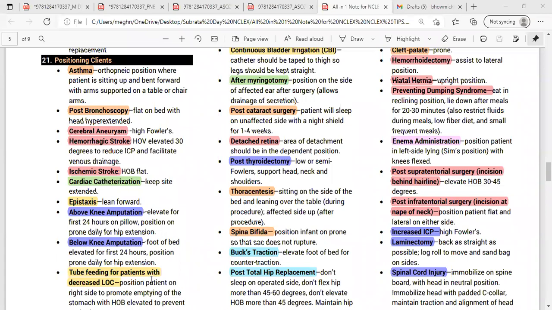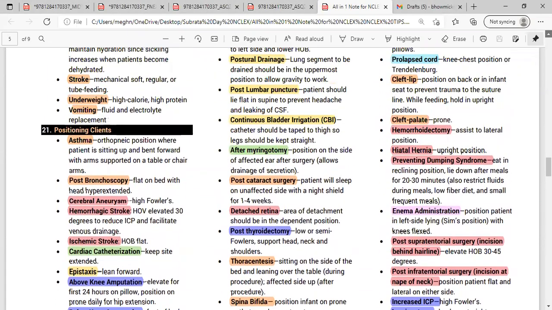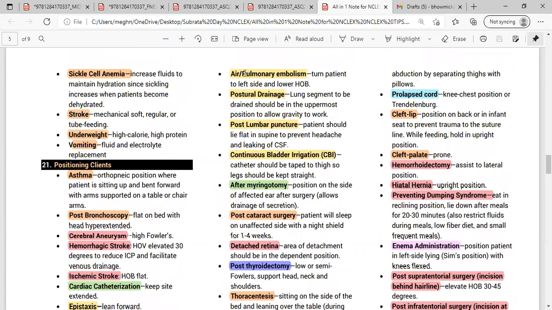Now, tube feeding for a patient with decreased level of consciousness. Position the patient on the right side to promote emptying of the stomach, with the head of the bed elevated to prevent aspiration. In case of air or pulmonary embolism, turn the patient to the left side and lower the head of the bed.